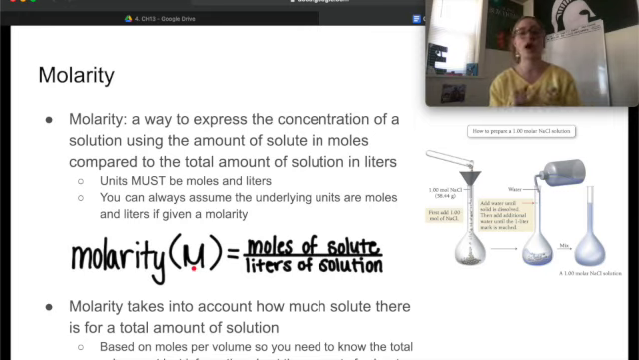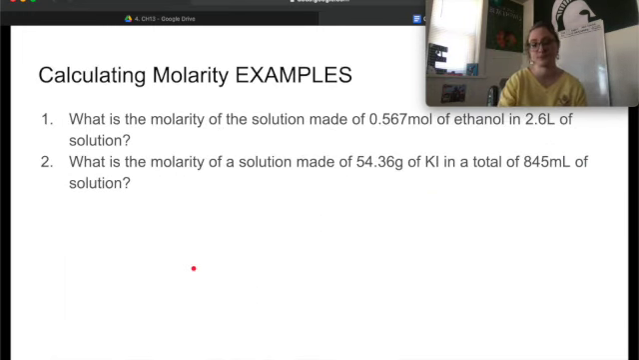Tangent over. Anyways, if you see that capital M, it can always be written as moles divided by liters. So if you ever want to break down that unit and figure out what's going on, you could always translate your capital M to moles divided by liters, which you'll see when we get to working through some problems. And I want to remind you again that molarity takes into account how much solute there is for a total amount of solution. So you don't want just information about the amount of solvent, you need information about the amount of total solution.